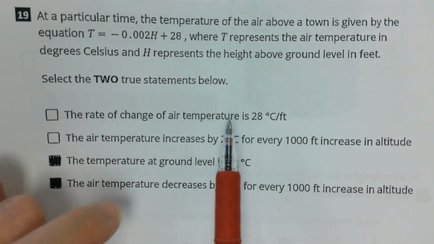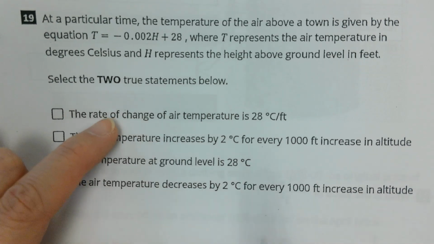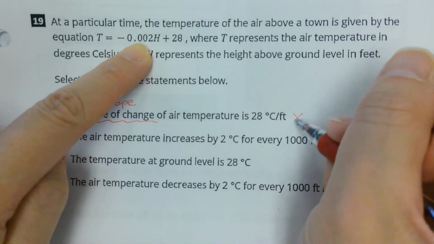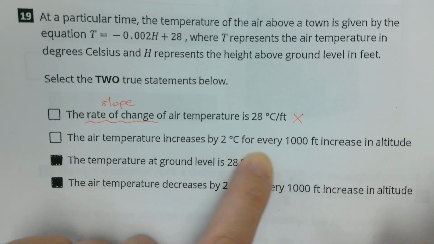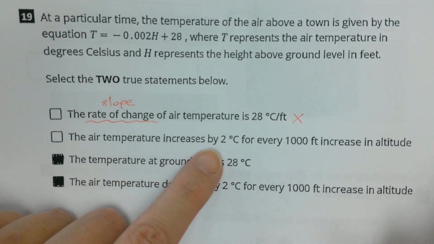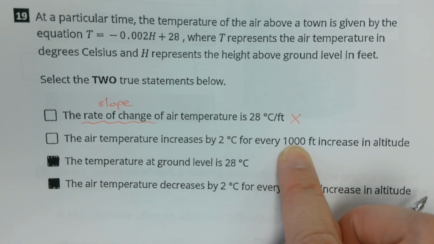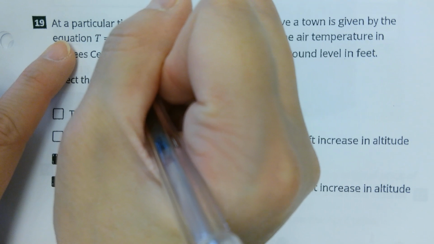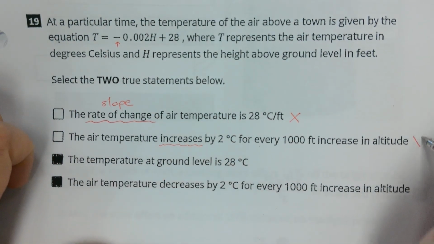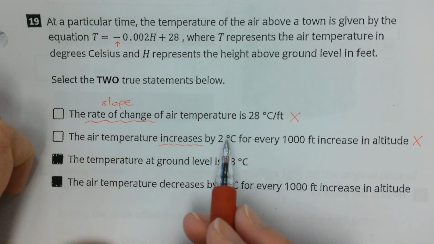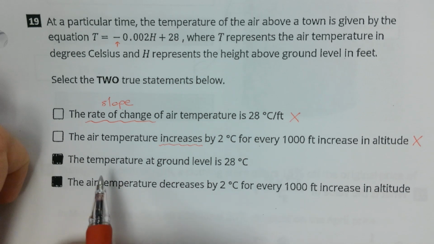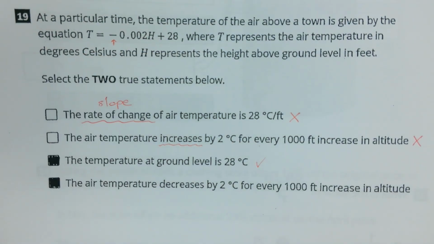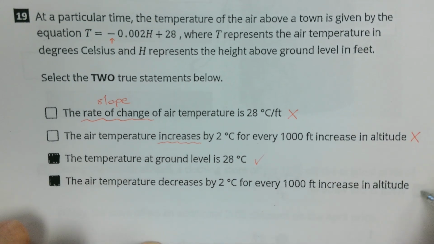The rate of change of the air temperature is 28. We know that's not it, because rate of change means our slope, and our slope is that. So nope. The air temperature increased by 2 degrees for every 1,000 increase in altitude. If you do 2 divided by 1,000, you do get 0.002. But it says increase, and this means decrease. So that's not right. If it said the air temperature decreased by 2 degrees every 1,000, then that would be right. The temperature at the ground level is 28 degrees. Yeah, that's your y-intercept. That's right. And the air temperature decreases. There you go.